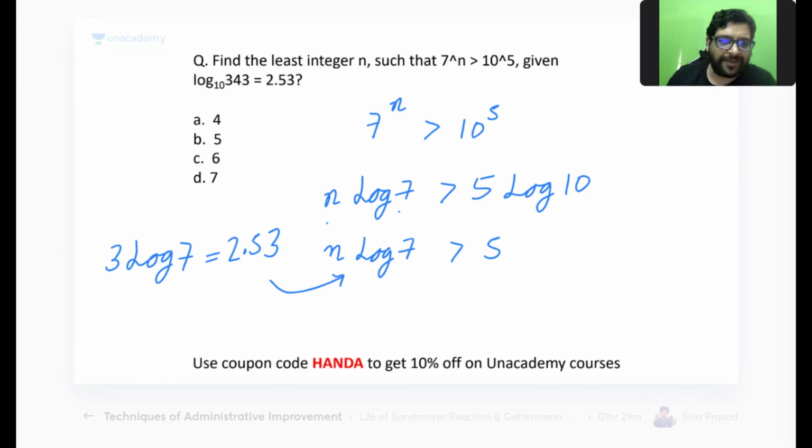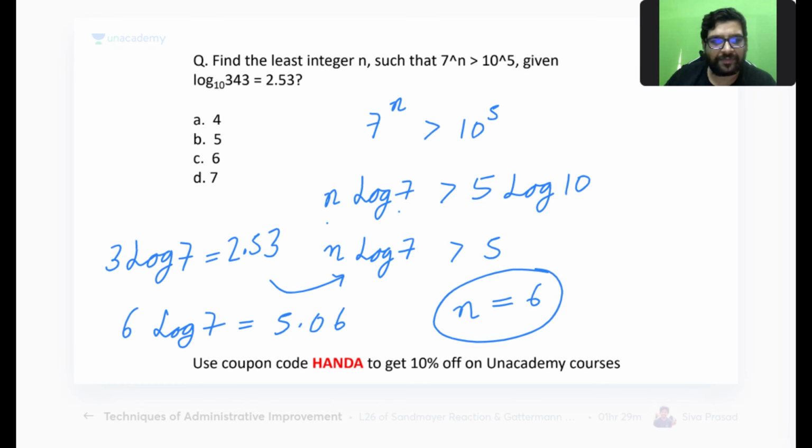Leo and Vansh have answered this correctly. All you need to do is just double this. So 6 log 7 is 5.06, which means 6 log 7 is greater than 5. That means n is equal to 6 or option C. As Leo and Vansh said, good job.